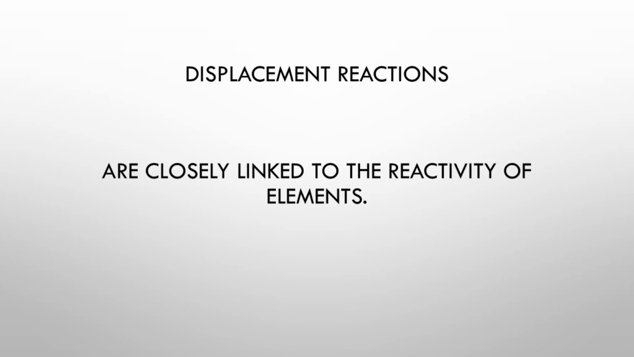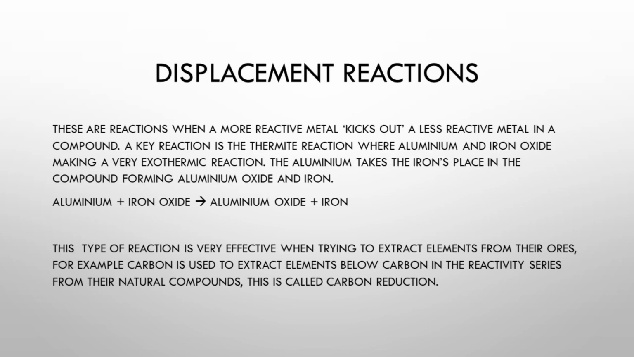Let's move on to displacement reactions. These are very closely linked to the reactivity of elements. This is because these are reactions when a more reactive metal kicks out a less reactive metal in a compound. A key reaction is the thermite reaction, where aluminium and iron oxide make a very exothermic reaction, which means heat is given off. The aluminium takes the iron's place in the compound, forming aluminium oxide and iron. With the word equation, aluminium plus iron oxide goes to form aluminium oxide plus iron.